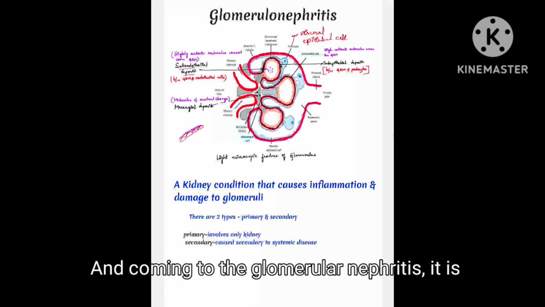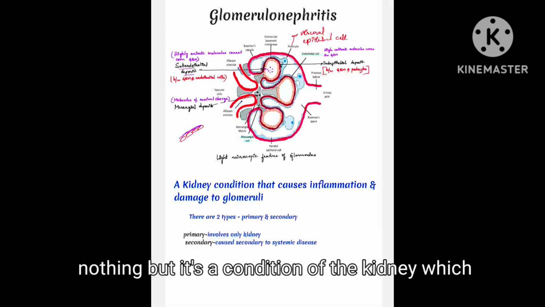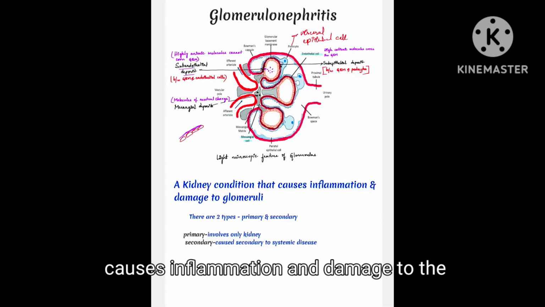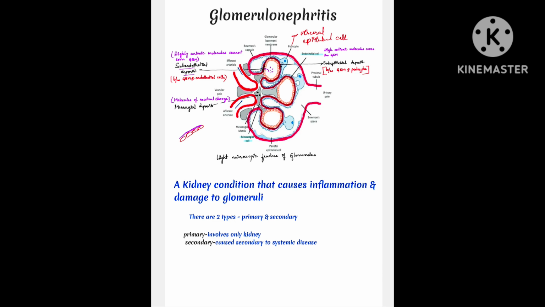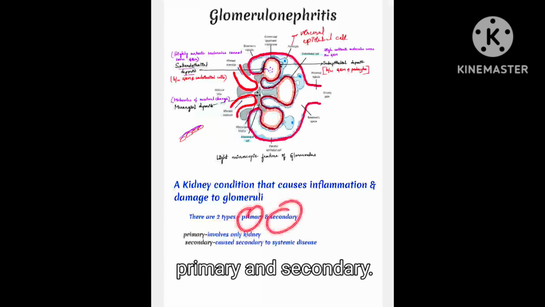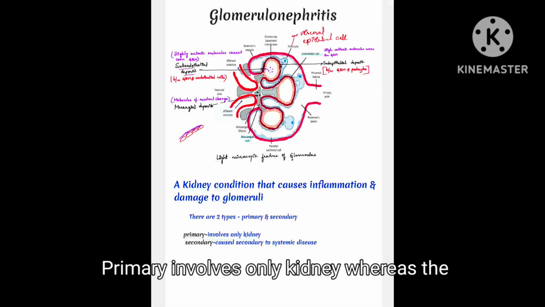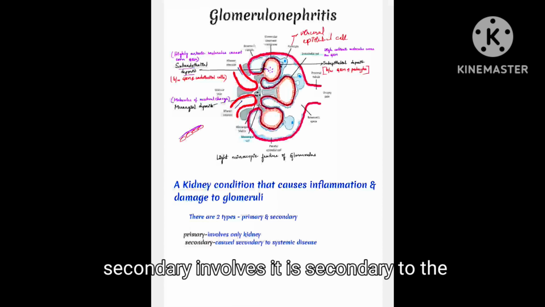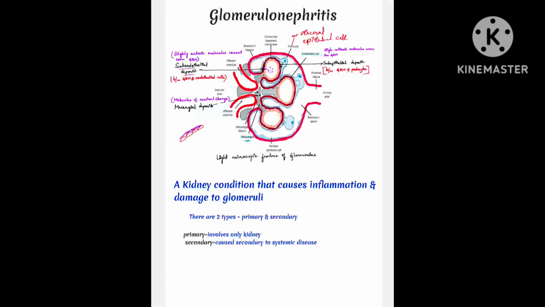And coming to glomerulonephritis, it's a condition of the kidney which causes inflammation and damage to the glomeruli. There are two types, primary and secondary. Primary involves only the kidney, whereas secondary is secondary to a systemic disease.